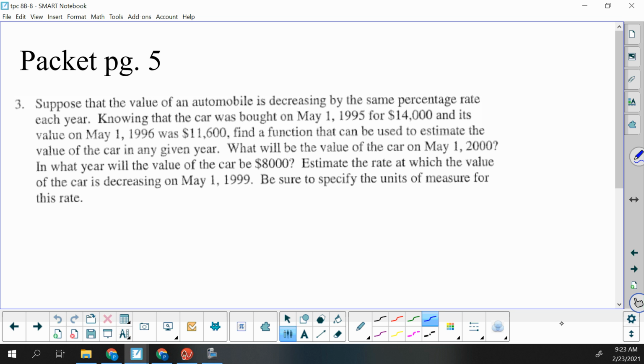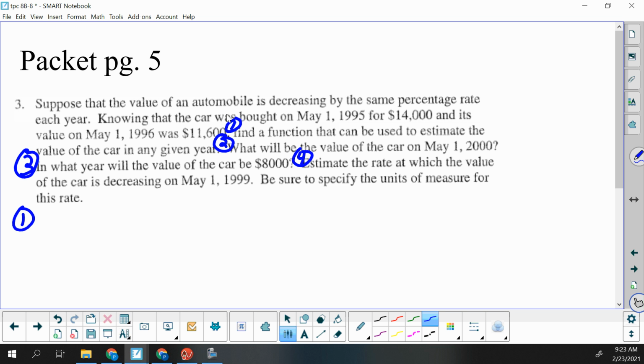All right, so there's a lot of questions in there. So let's number each of the things. The first thing they want us to do is find a function. So I'm going to number that number 1. Then the second thing we want to know is what's the value of the car on May 1st, 2000. So we've got to make sure we answer that. In what year will the value be 8,000? So we'll put a 3 on that. And the fourth thing, we've got to estimate the rate at which the car is decreasing. So there's 4 different things we have to answer.